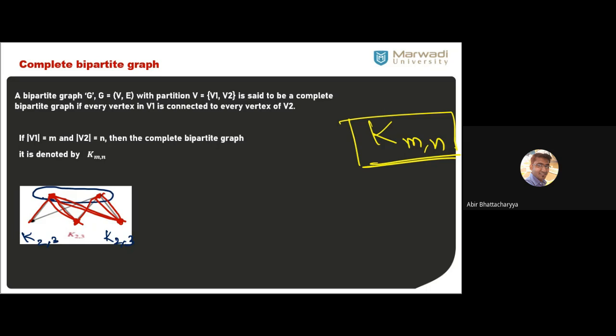That is the point, because since it is a bipartite graph, each partition's vertices cannot be interconnected. They cannot be interconnected. Only the connections from one partition to the other are possible. Now, why is it complete?